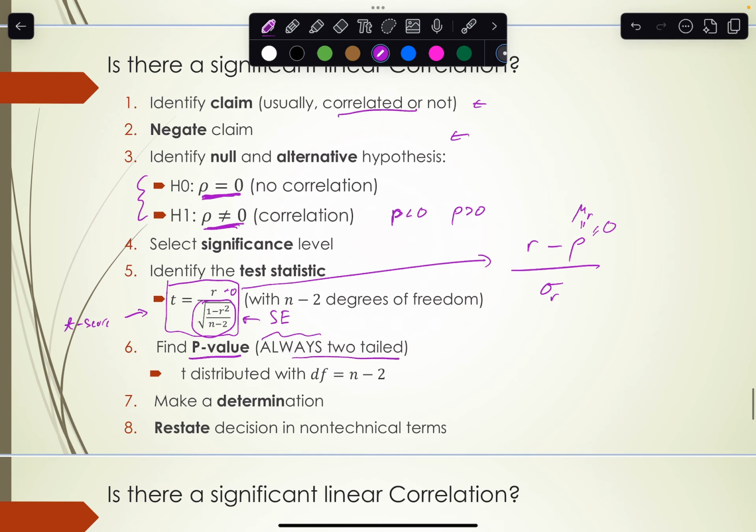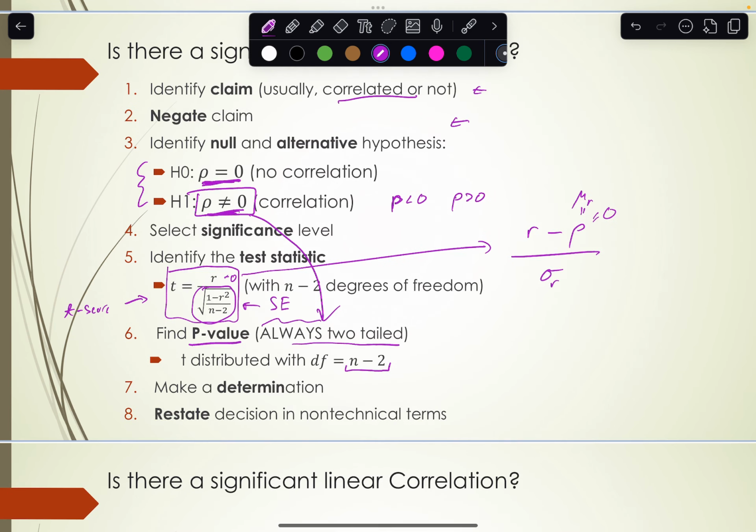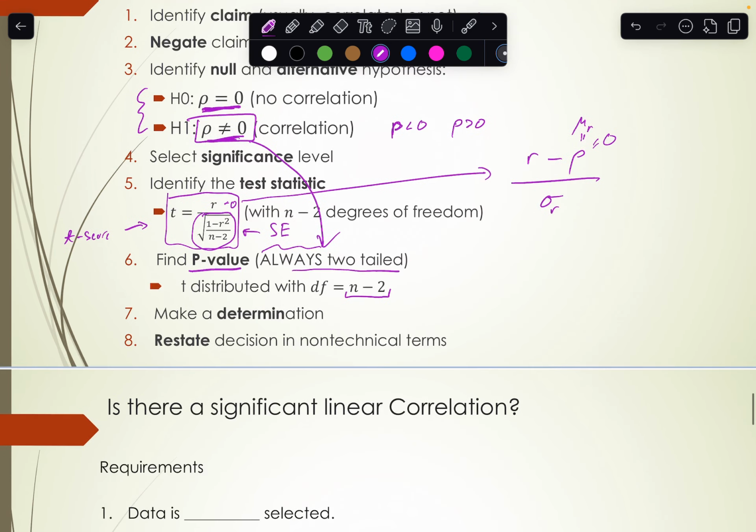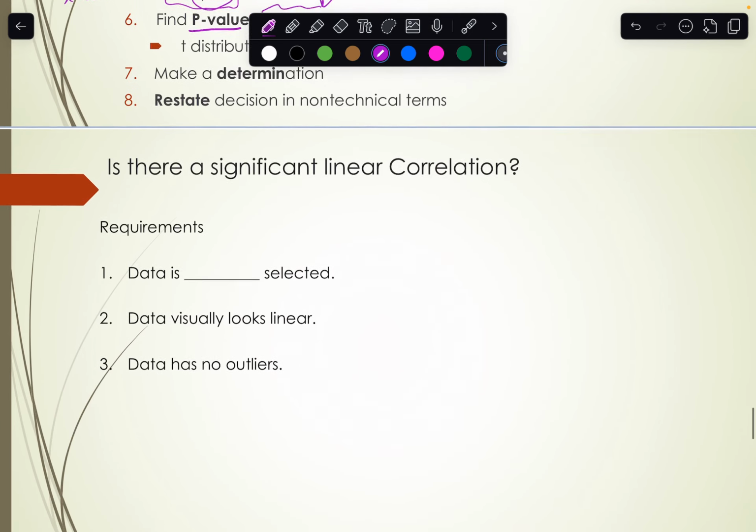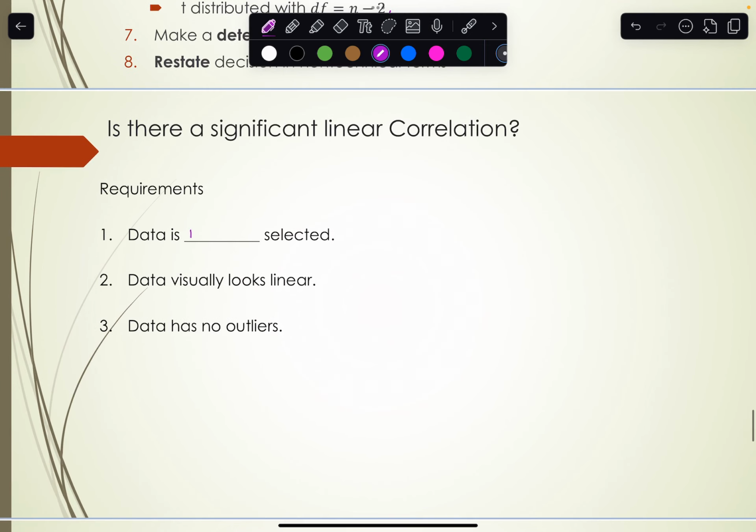Okay, then you do a p-value test, always two-tailed. If this is your alternative hypothesis, then it's a t-distribution. The degrees of freedom is n minus 2. Following that, you make a determination and you restate the decision in non-technical terms. Okay, is there significant linear correlation? First, the data must be random.